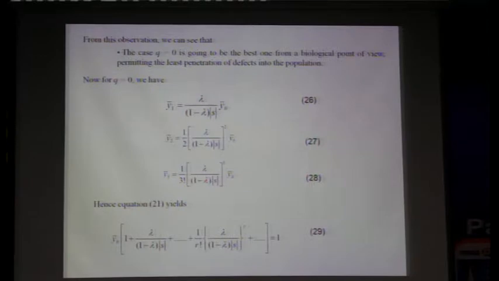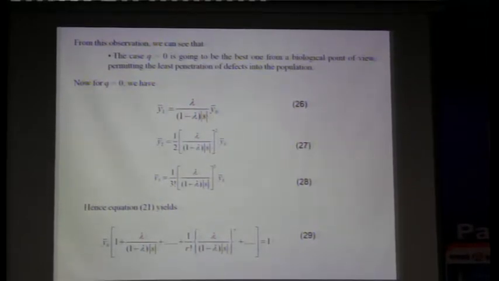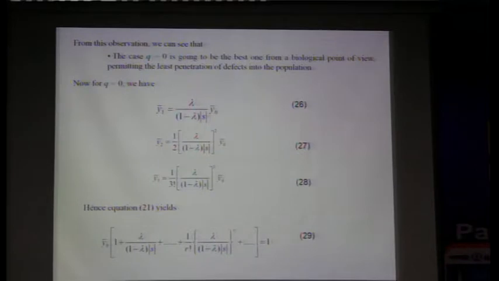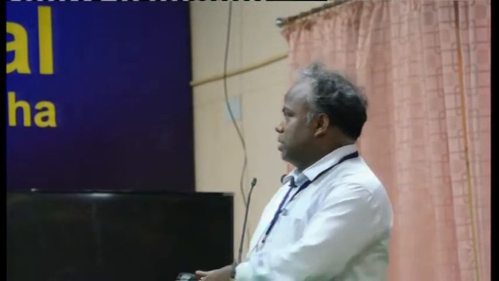I'm skipping some part. Yeah, so there we can see the Poisson's distribution in equation 14. And in order to solve it in a better way, some trick is there. So one parameter q was introduced. For q equal to 0, it will be biologically the best option, permitting the least penetration of defect into the next generation. That means natural selection is going to work when you are getting a statistical distribution which is in the form of Poisson's distribution of the defects. That means after some defects have occurred, only then is natural selection going to work well, not before that. This is a very interesting thing.